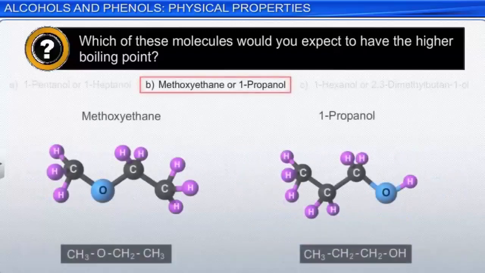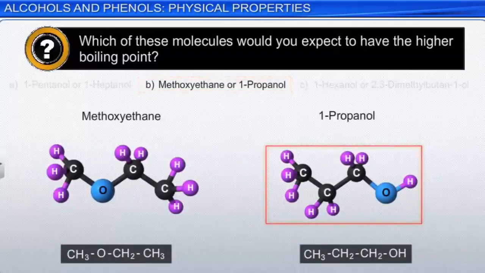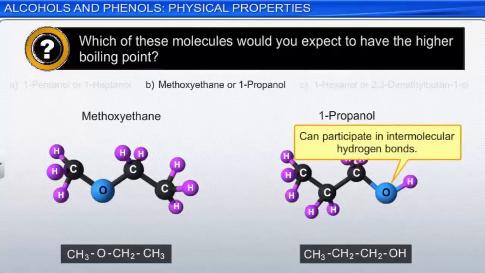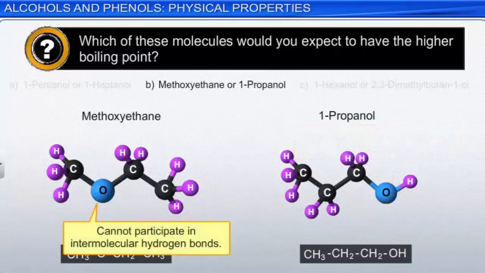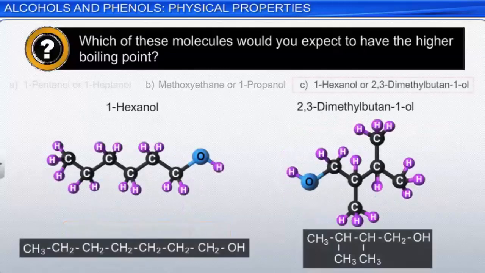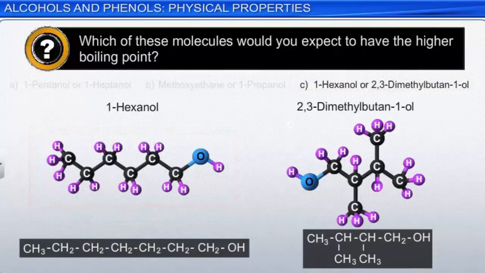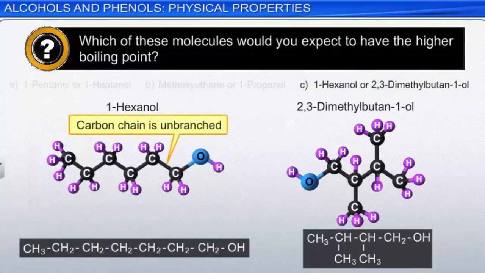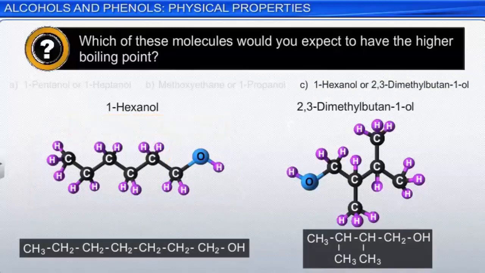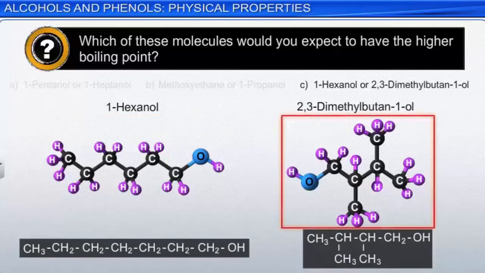For set B, 1-propanol has the higher boiling point. 1-propanol with its hydroxyl group can participate in intermolecular hydrogen bonds, while the ether methoxymethane cannot. For set C, 1-hexanol has the higher boiling point. Its carbon chain is unbranched, giving it stronger London forces than the branched chain in its structural isomer 2,3-dimethylbutan-1-ol.